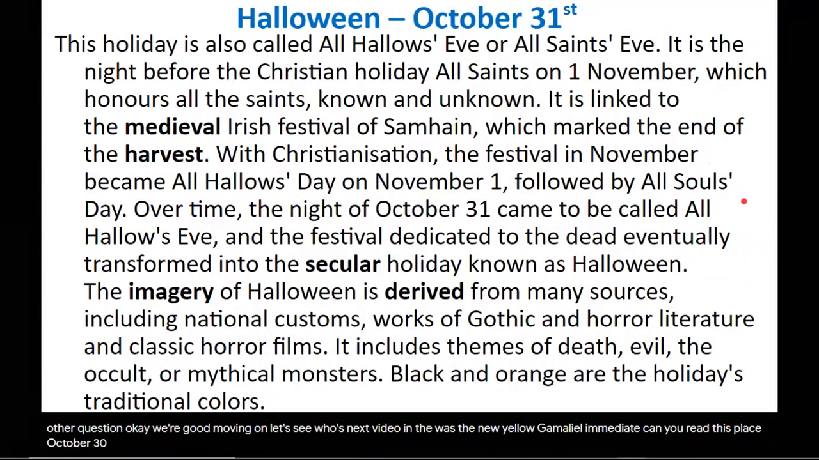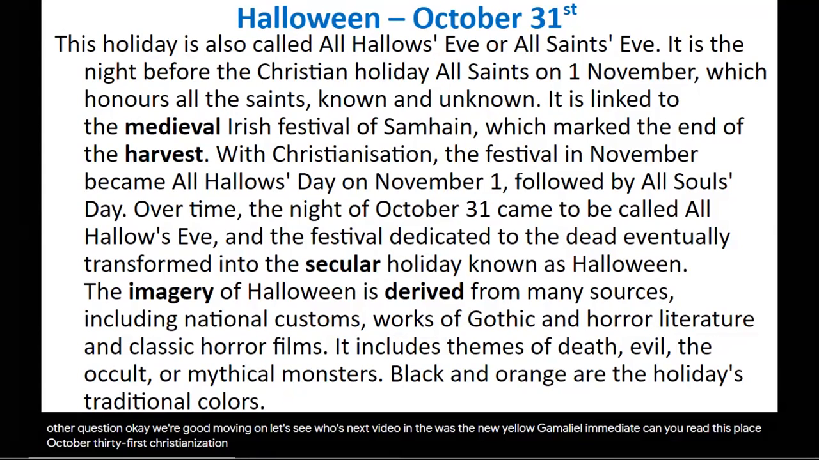Halloween, October 31st. This holiday is also called All Hallows Eve or All Saints Eve. It is the night before the Christian holiday All Saints on November 1st, which honors all the saints known and unknown. It is linked to the medieval Irish festival of Samhain, which marked the end of the harvest. With Christianization, the festival in November became All Hallows Day on November 1st, followed by All Souls Day.